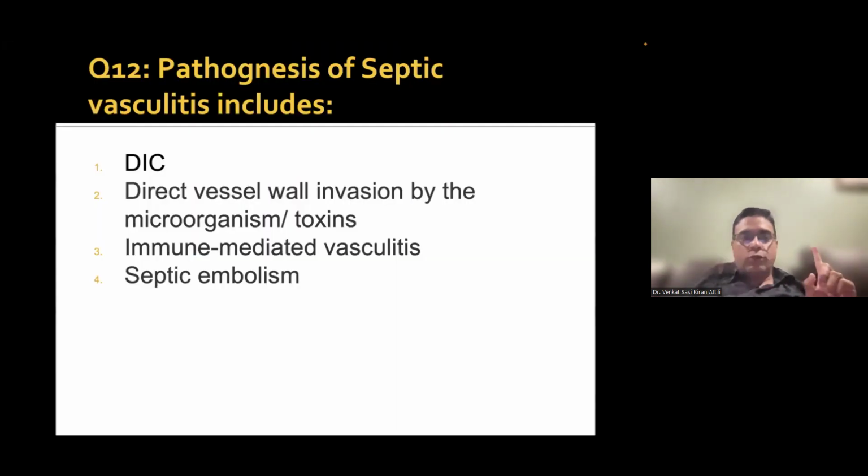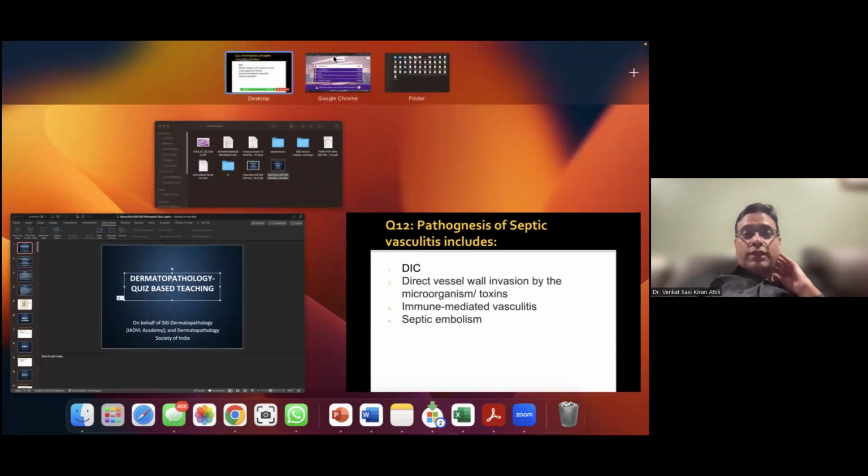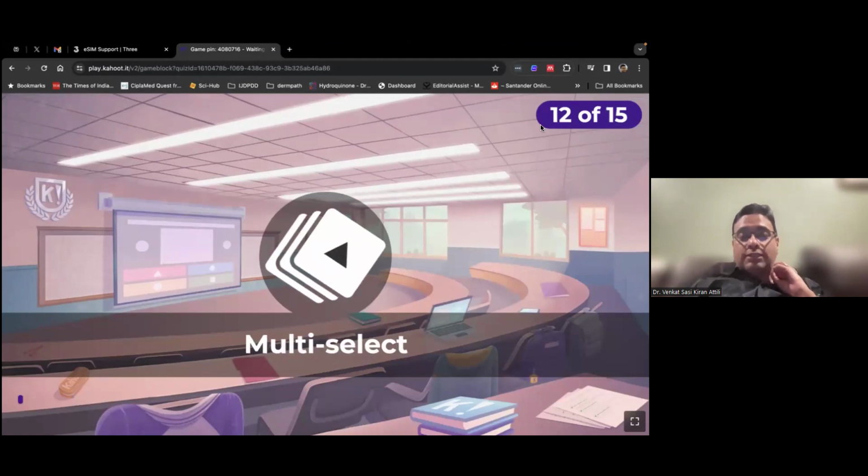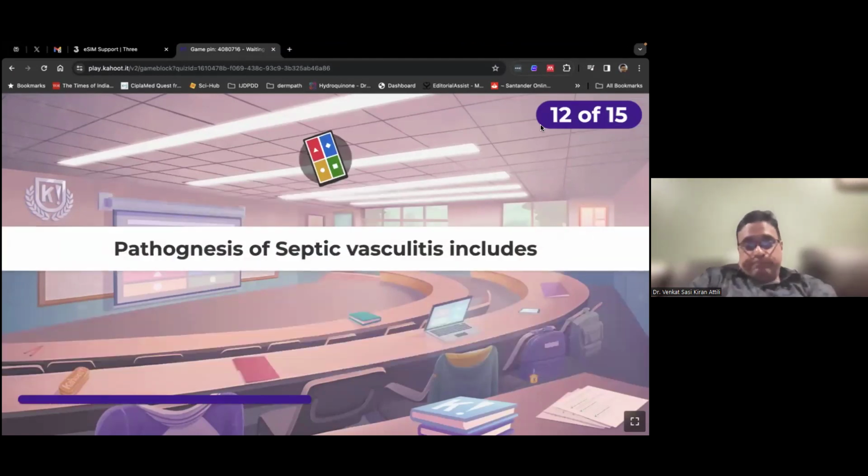So this brings us on to the next question, Kahoot. And that's why I didn't explain septic vasculitis. The pathogenesis of septic vasculitis includes, and this is a multiple choice question. The question is framed correctly. No mistakes here. So one is disseminated intravascular coagulation. The second option is direct vessel wall invasion by the microorganisms or their toxins. Three, it's an immune-mediated vasculitis. Or four, there are septic emboli. Okay. So which of these is a part of the pathogenesis of septic vasculitis? It's multiple choice. There can be one or more answers that are correct. Which of these is correct?